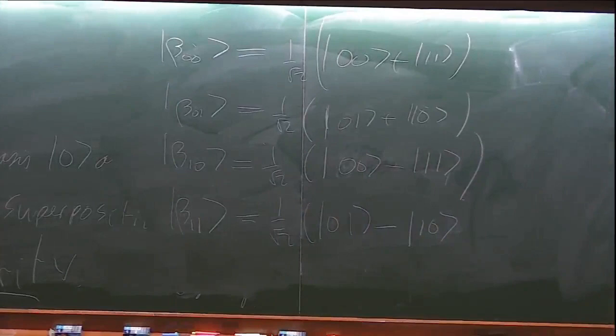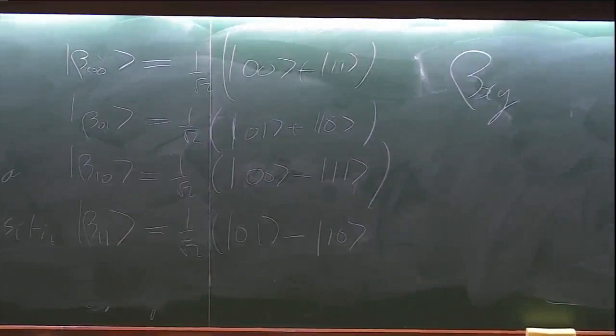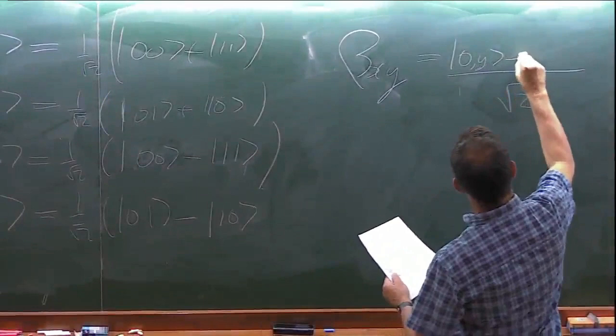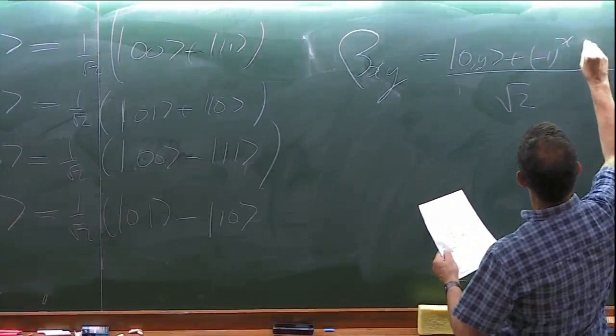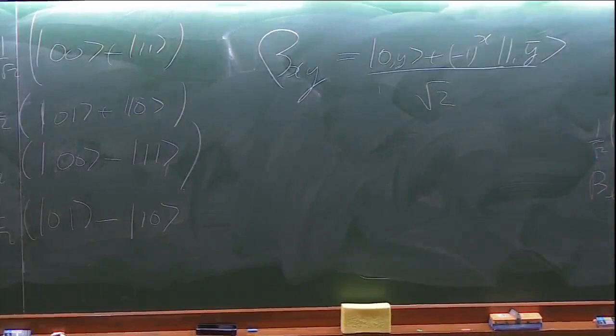And the reason for this notation is I can write all of them in the following form, beta x,y, where x and y take values 0 and 1, as 1 over root 2 times (|0y> plus minus 1 to the x times |1, complement of y>). If I didn't make a mistake, you can check that.